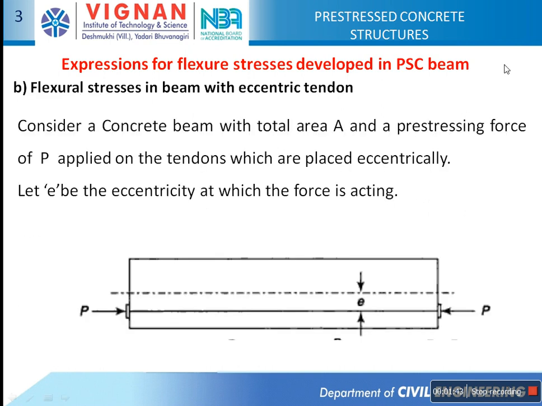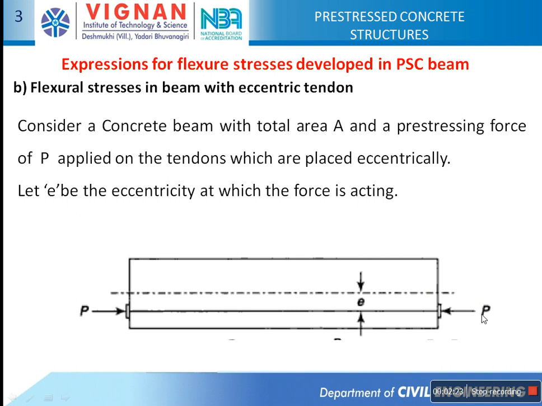So the next case is the flexural stresses in the beam with the eccentric tendon. So what is an eccentric tendon? If the tendon is placed with an eccentricity, let us consider this eccentricity as e, we call such tendons eccentric tendons. So let us consider a concrete beam with a total area A and the pre-stressing force of P applied on the tendons which are placed eccentrically. Let e be the eccentricity of these tendons. So as we see, this is the tendon which is placed with an eccentricity e from the axis of the member, on which the pre-stressing force of magnitude P is acting.